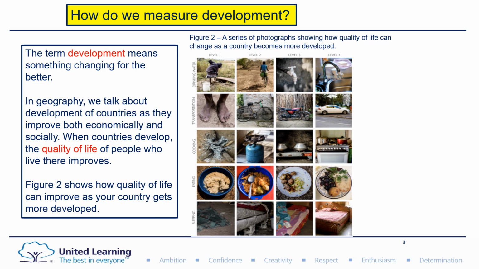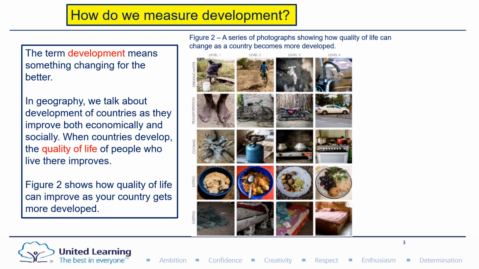So, how do we measure development? The term development means something's getting better, okay? In geography, we talk about the development of countries as they improve economically, so people's wages, as well as socially. So this could be life expectancy, access to clean water, access to hospitals, access to education. And as the two improve, people's quality of life gets better. What you can see in figure 2 is 4 levels, about water, transport, cooking, eating and sleeping. And as you go through the levels, things improve.